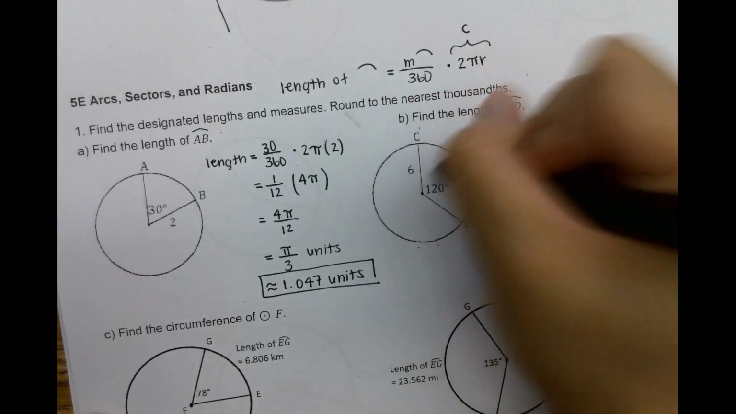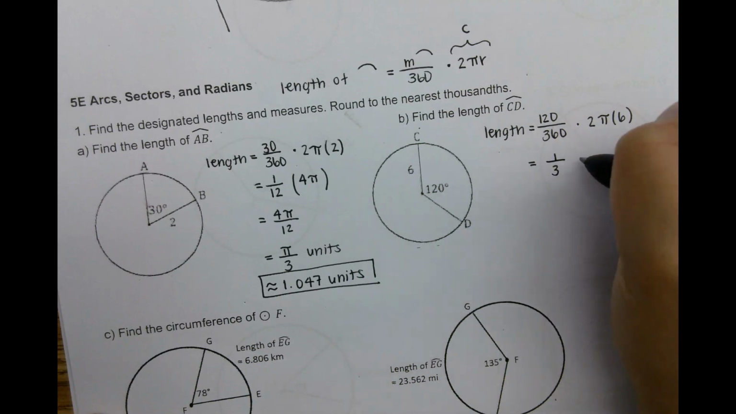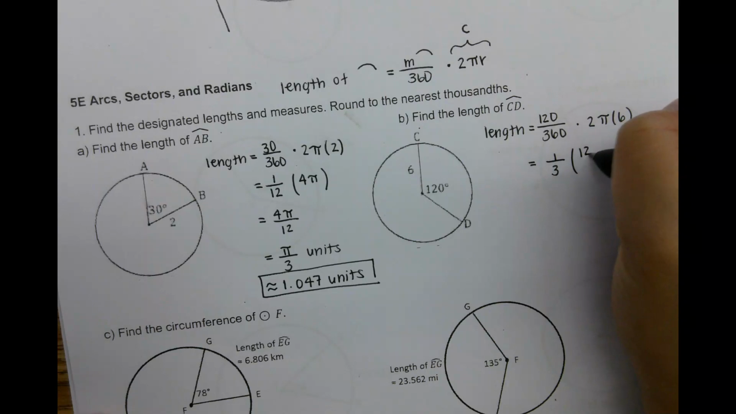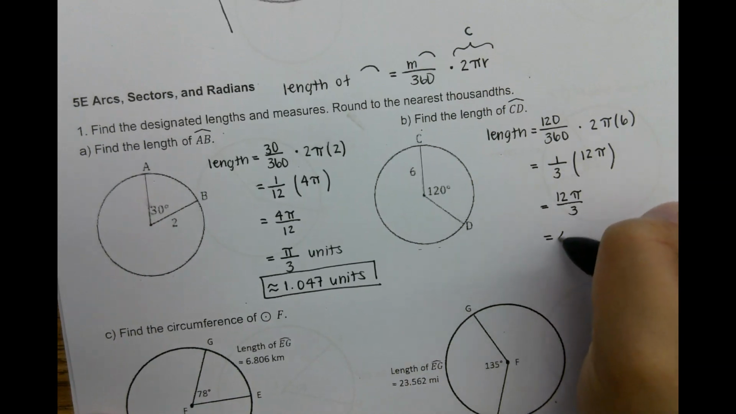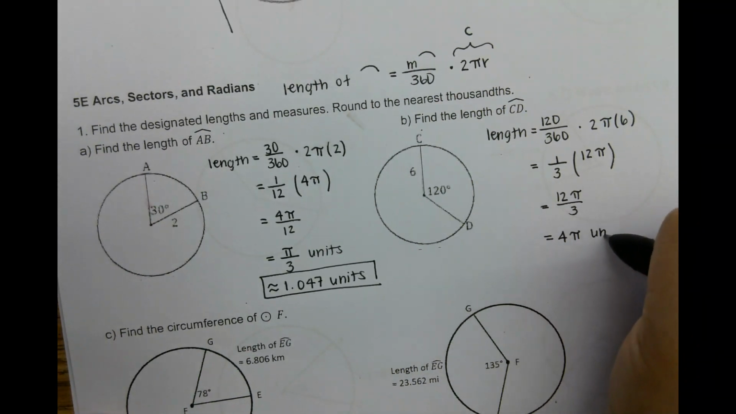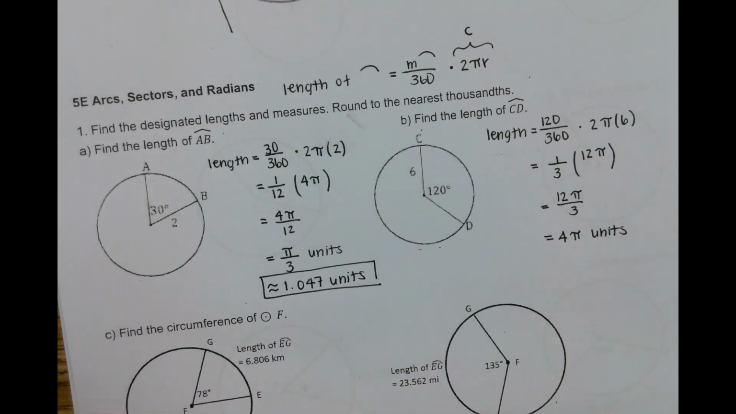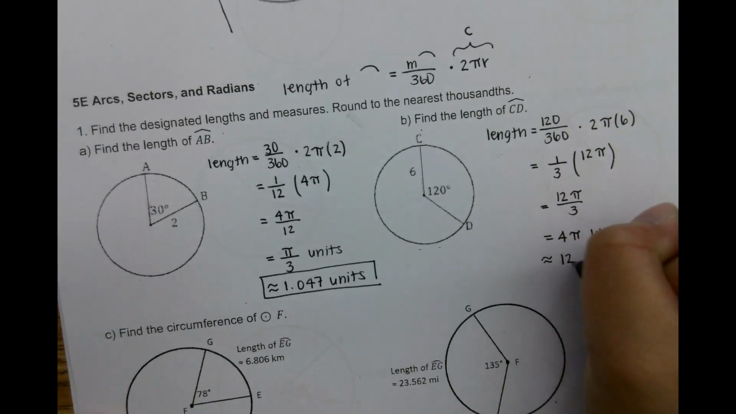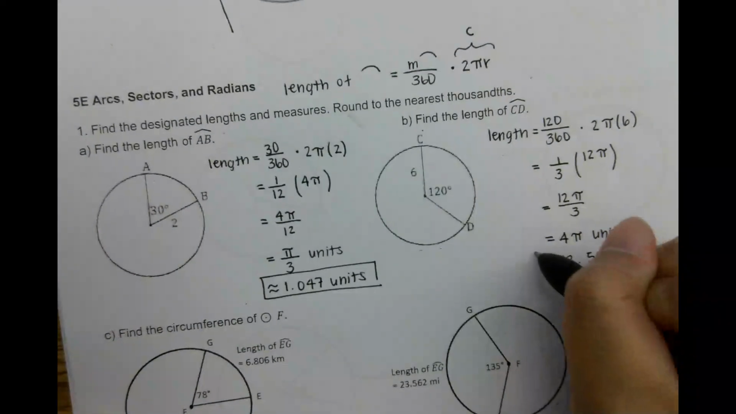Radius in this case is 6, so 2 pi 6. This is 1/3, 120 over 360. 2 times 6 is 12, so 12 pi. This is 12 pi over 3. 12 over 3 is 4, so 4 pi units. I want the answer in thousands, so you're going to type it into your calculator and round for me. This is approximately 12.566 units. There you go.